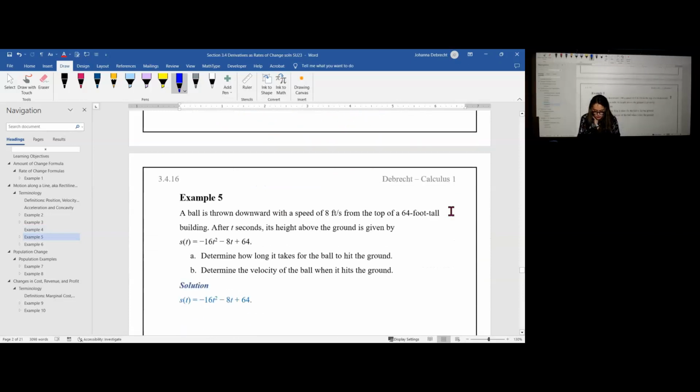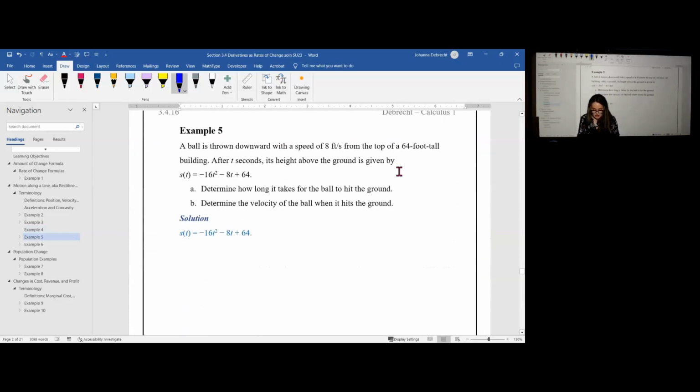We have 2 more examples to take a look at. And the first one is an applied problem. In this problem, we have a ball thrown downward with a speed of 8 feet per second from the top of a 64-foot tall building.